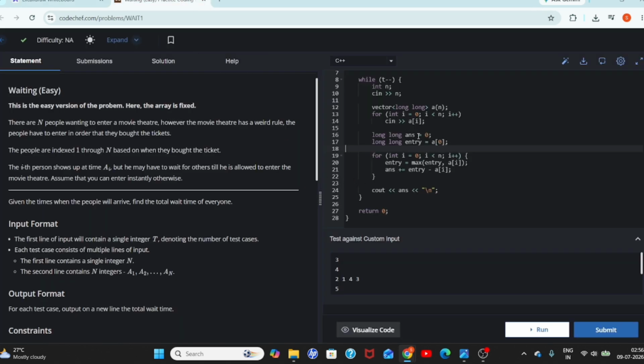So here we have answer as 0 and entry time as the first person's arrival, because whenever he comes, he can enter. So we will iterate through the array. Entry time will be the maximum of entry and arrival time, where entry is the previous entry time. And answer will be incremented by entry minus arrival. We will sum it up and this will be our answer.